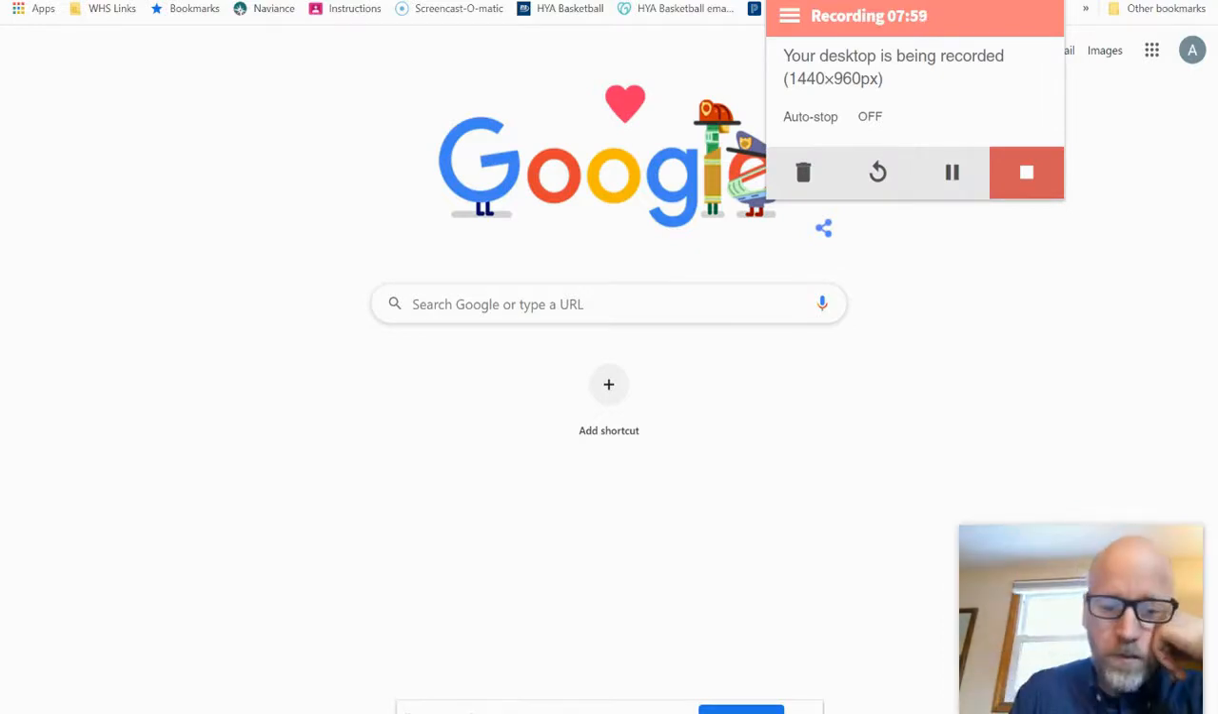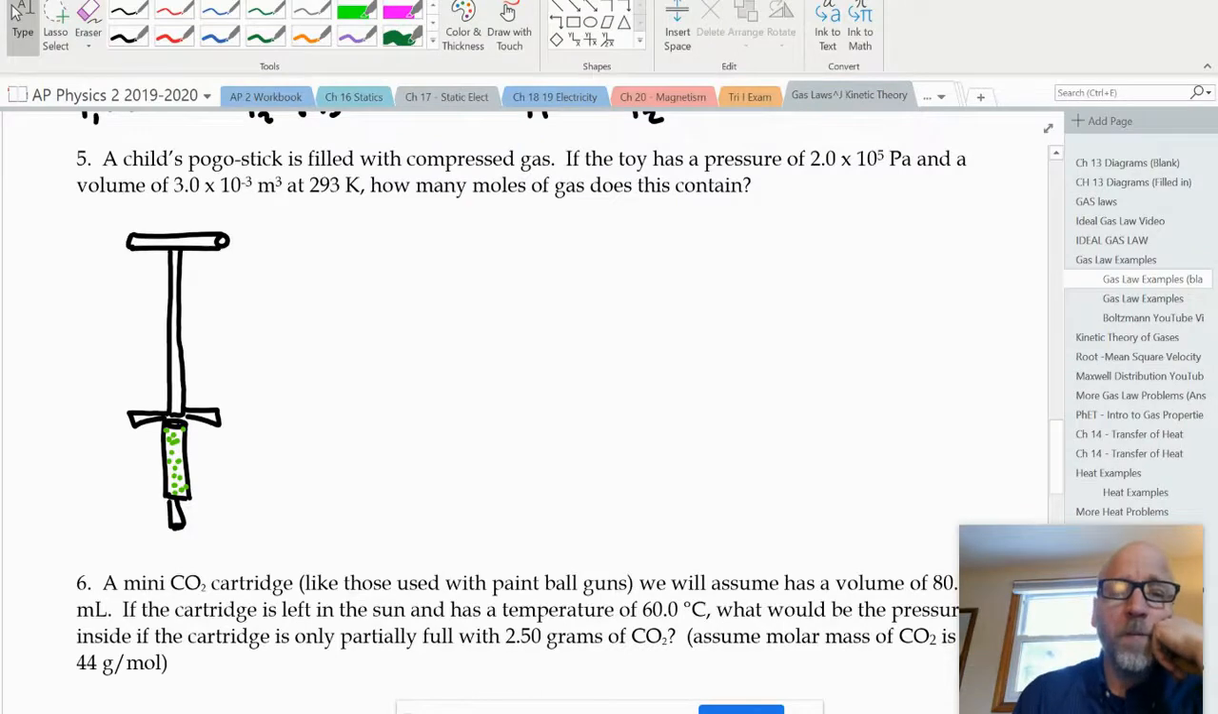We're back. All right. So number 5 says a child's pogo stick. By the way, this is a rich kid's pogo stick. My kid's pogo stick just had a spring in it, but this one's fancy.